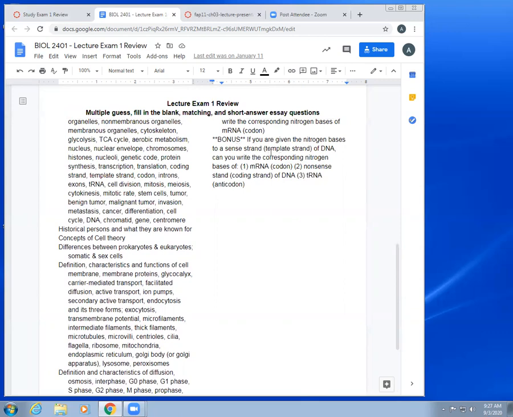Okay, bonus: if you're given nitrogen bases of the sense strand or the template strand of DNA, you'd be able to write the corresponding nitrogen bases of the messenger RNA codon, the nonsense strand or coding strand of your DNA, and your transfer RNA or tRNA anticodon. So that's kind of what we're going to be going over in this chapter.